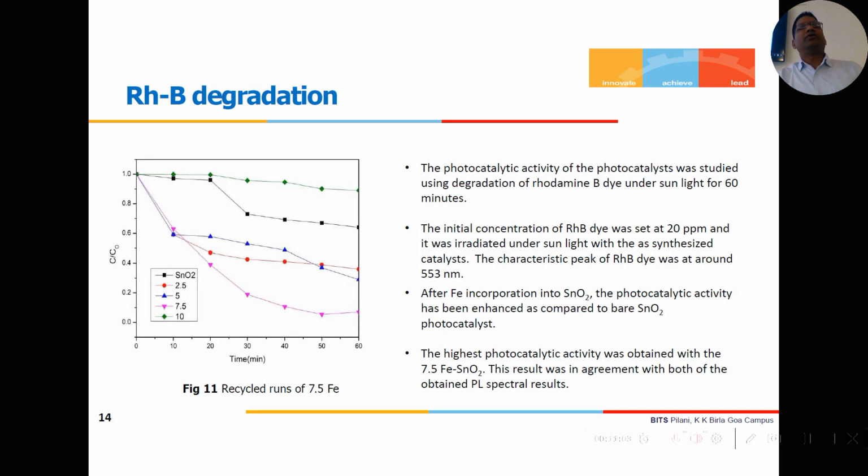Then this same catalyst we also used for Rhodamine-B degradation, and the result is shown here, which also shows that the 7.5 weight percent Fe-doped catalyst gives the highest reduction. The graph is between C by C0 versus time. C by C0 is lowest, which means the percentage degradation is high. So the highest photocatalytic activity was obtained with the 7.5 Fe SnO2. This result is in agreement with both the PL spectra and the UV DRS.